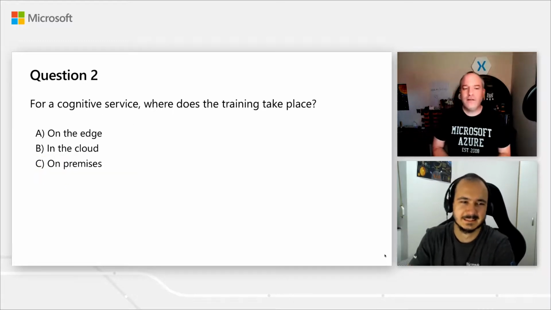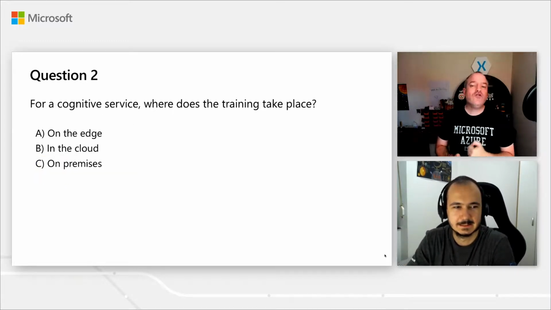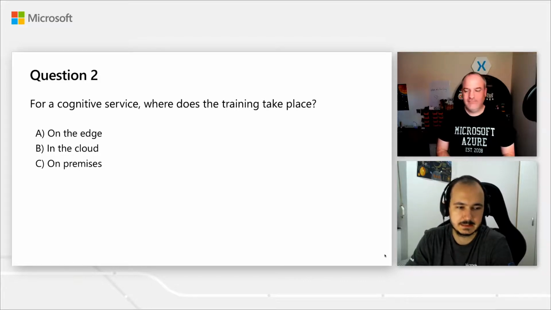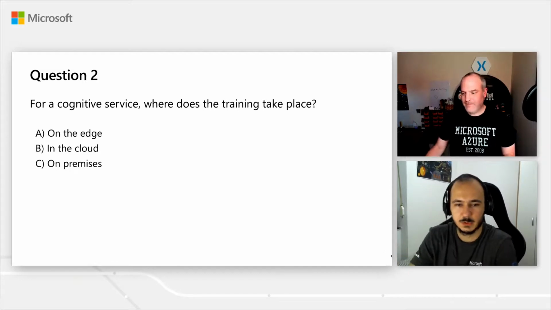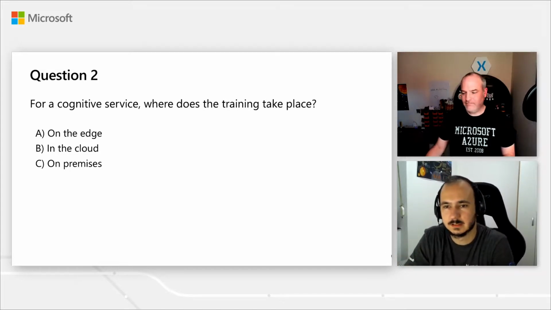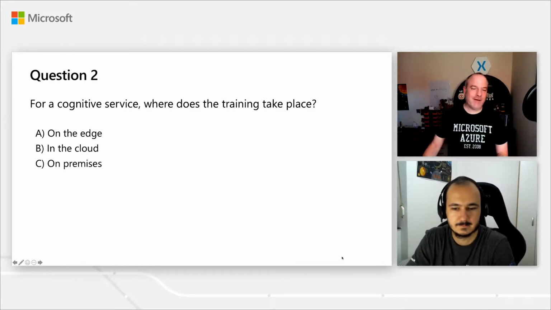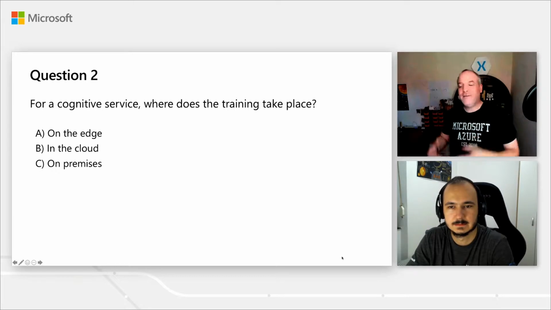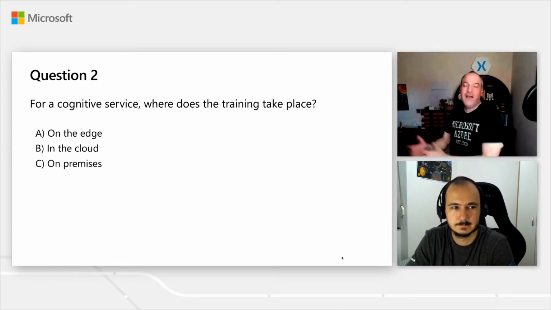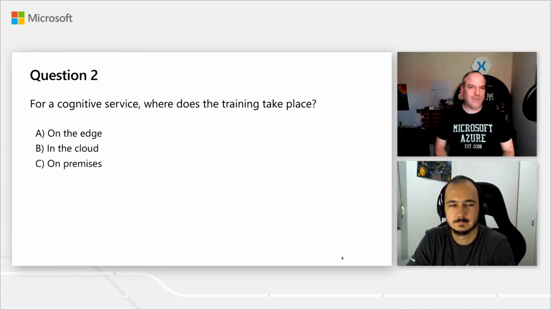Question 2, for a cognitive service, where does the training take place? A, on the edge, B, in the cloud, C, on premise. Well, I think A and C are the same. But the answer is B, in the cloud, because in the beginning we do the training and then deploy to the edge device. Yes, that's correct. Cognitive services are trained in the cloud to take advantage of all the GPUs and all the power in the cloud, and then you use them either in the cloud or the edge. So this is trained in the cloud.